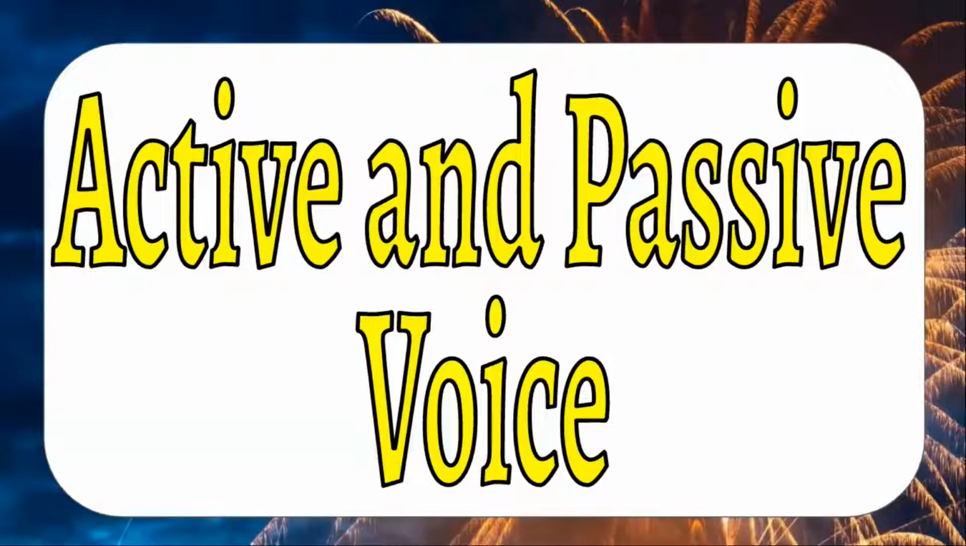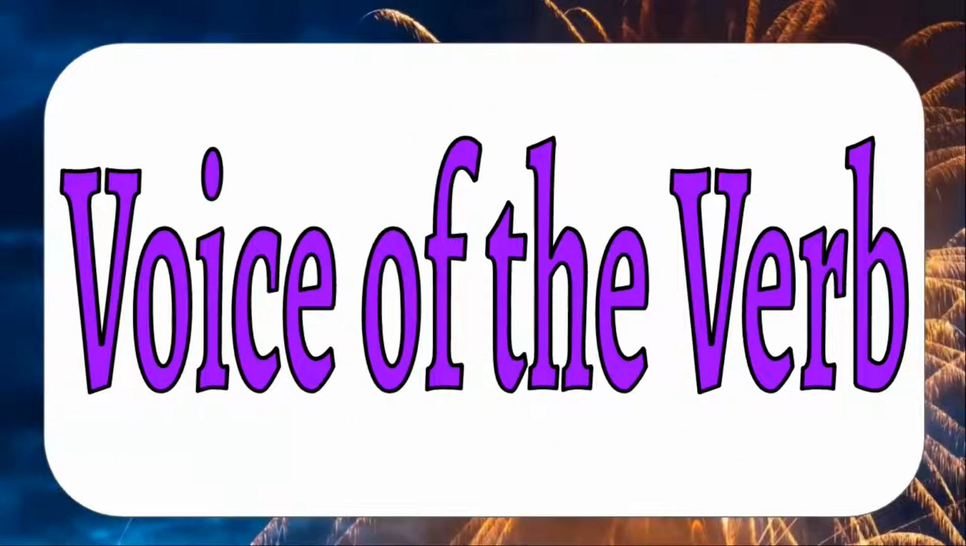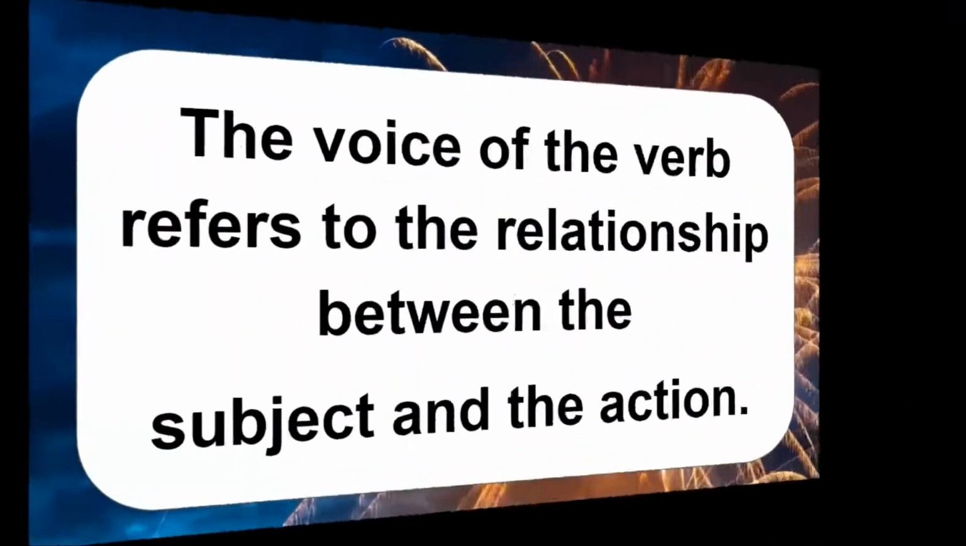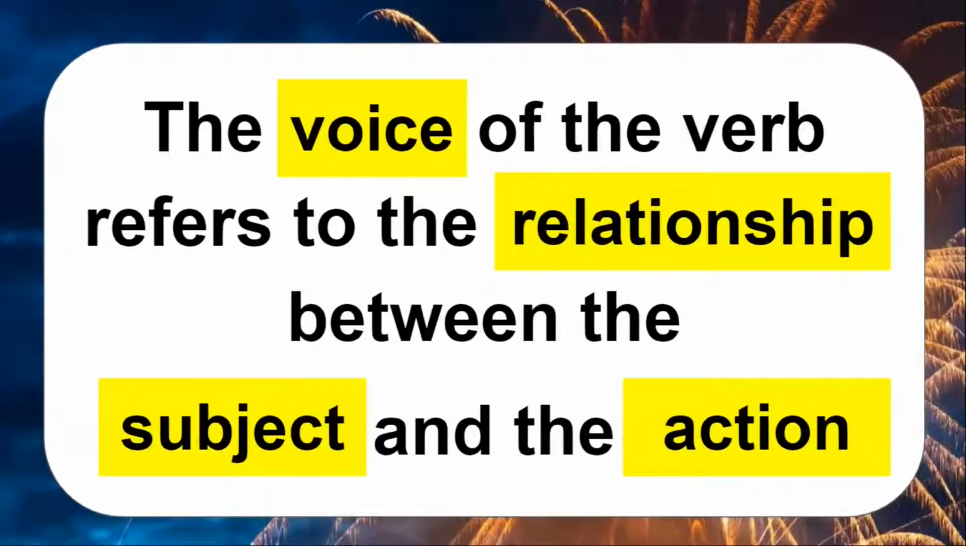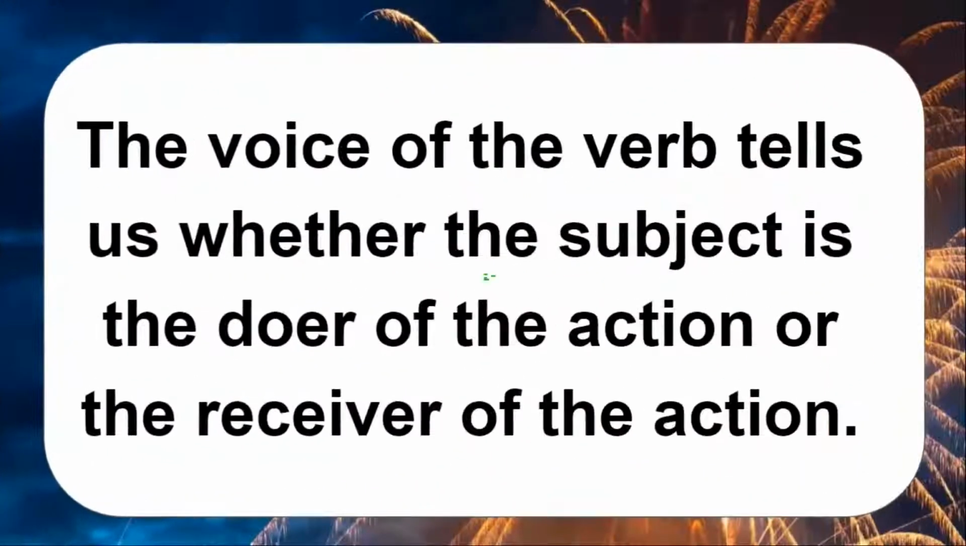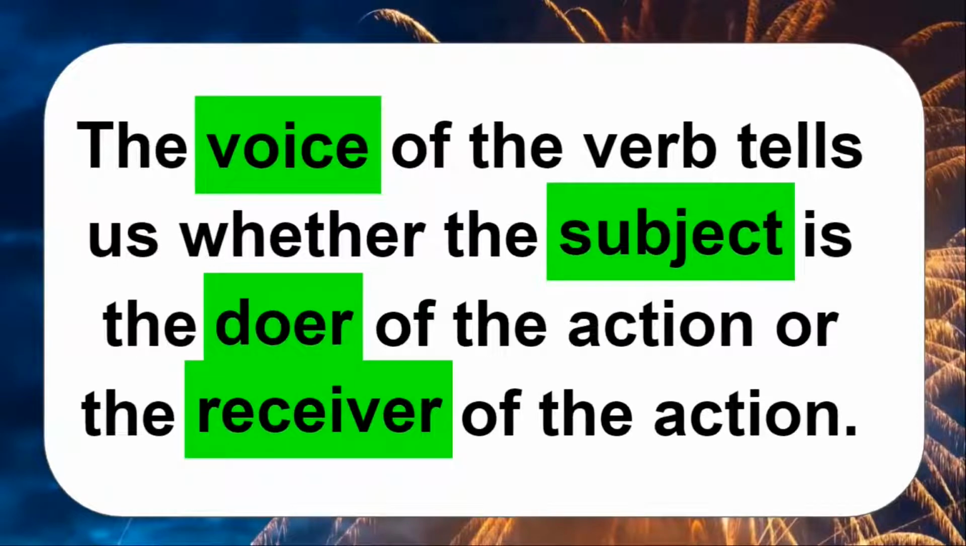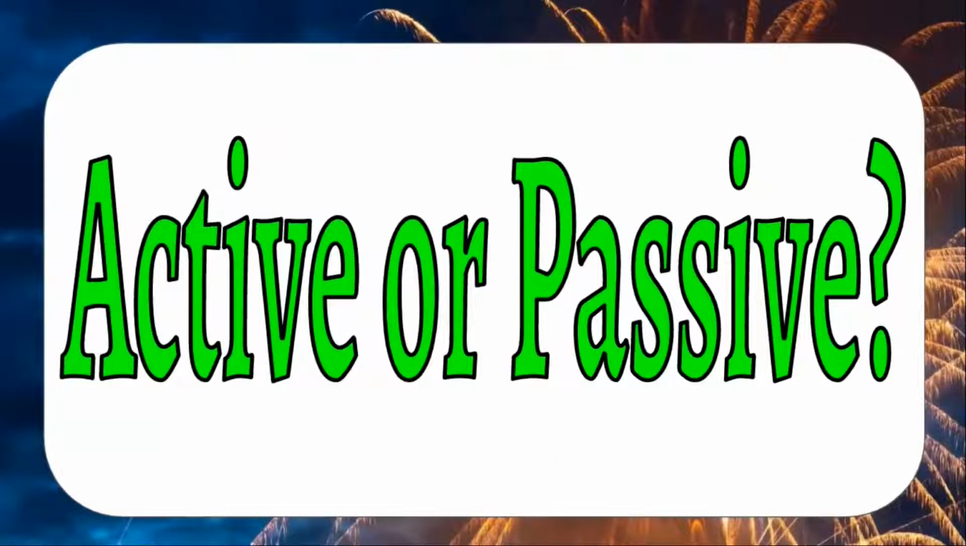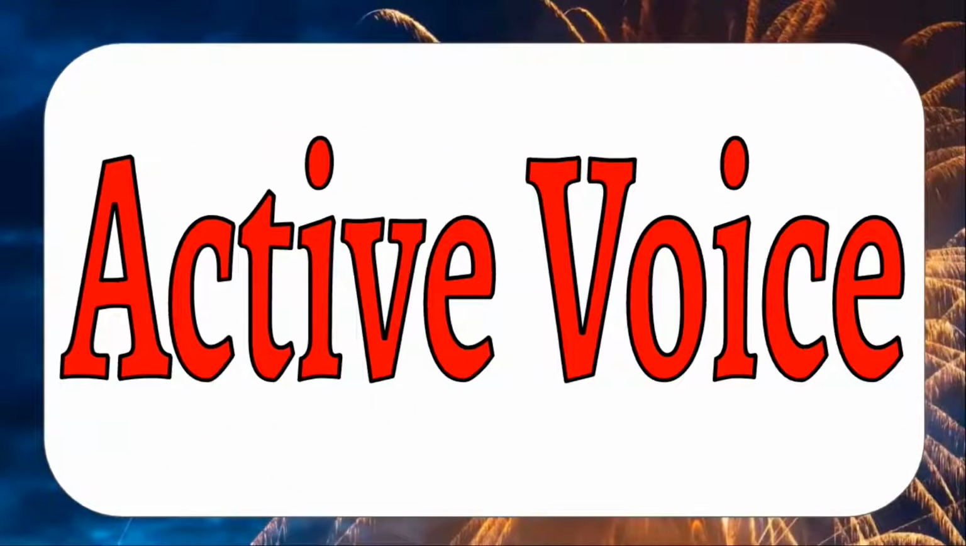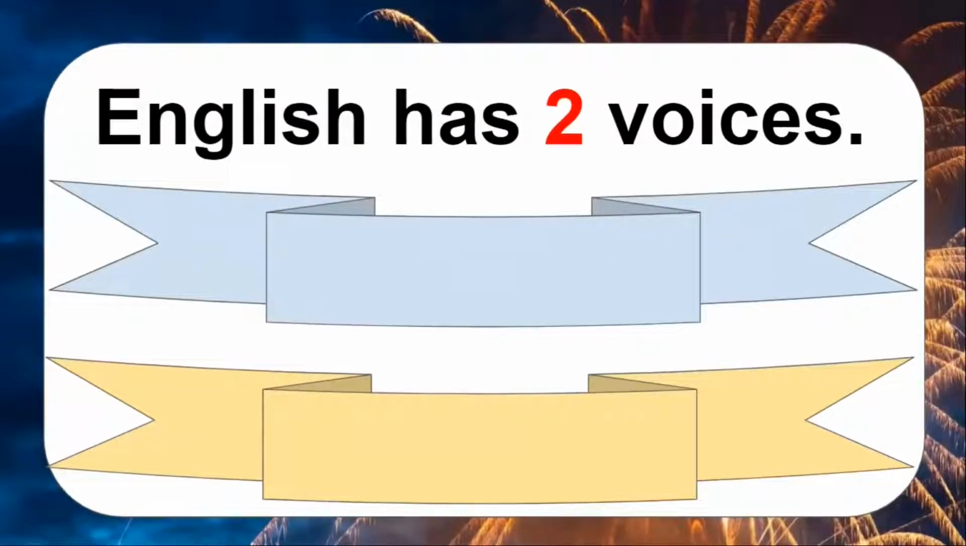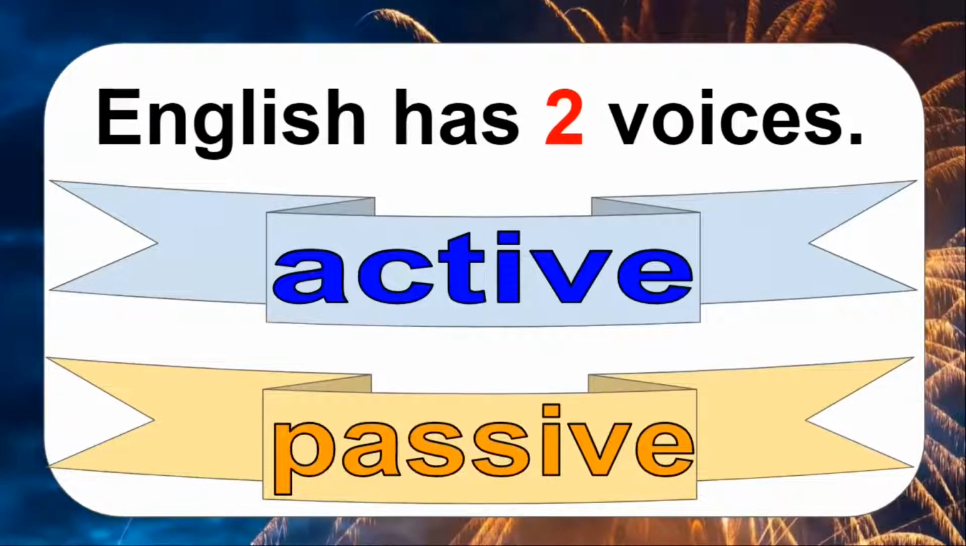Active and passive voice. What is the voice of the verb? The voice of the verb refers to the relationship between the subject and the action. The voice of the verb tells us whether the subject is the doer of the action or the receiver of the action. What's the difference between an active voice and a passive voice? Let's discuss active voice first. English has 2 voices, active and passive.